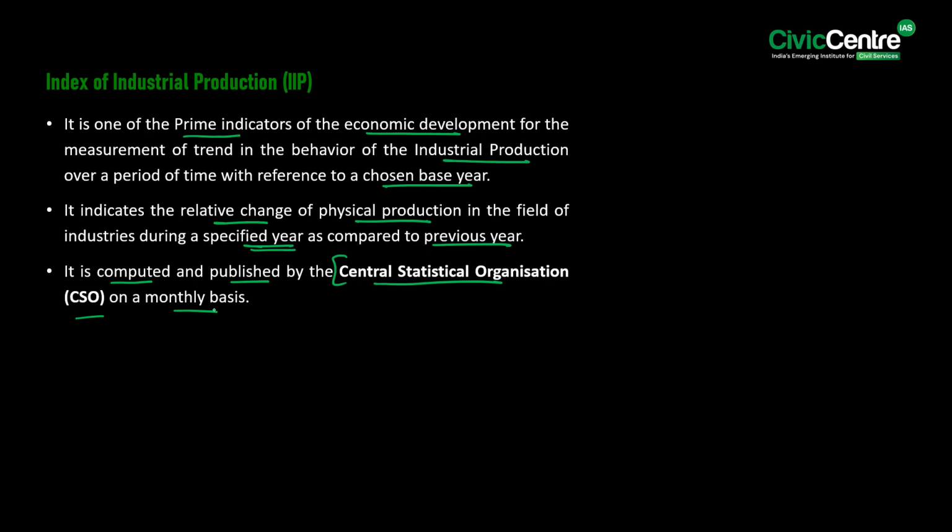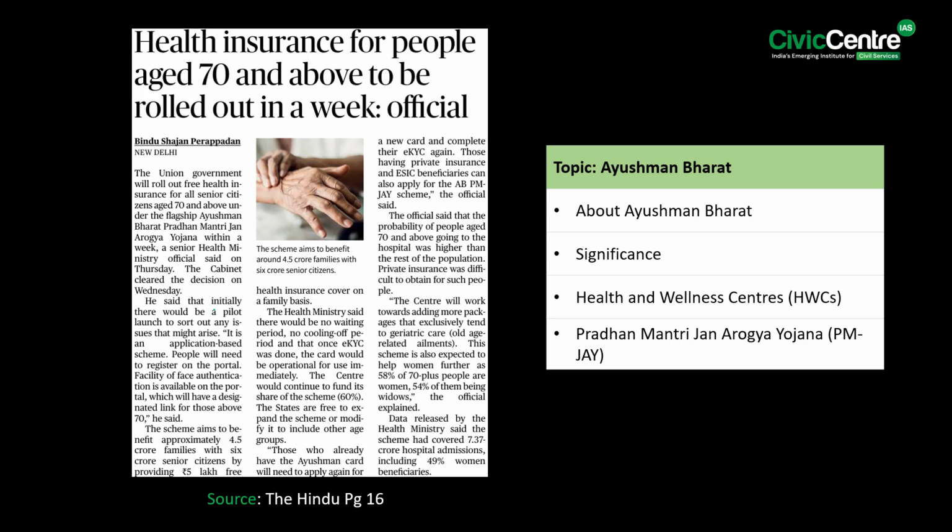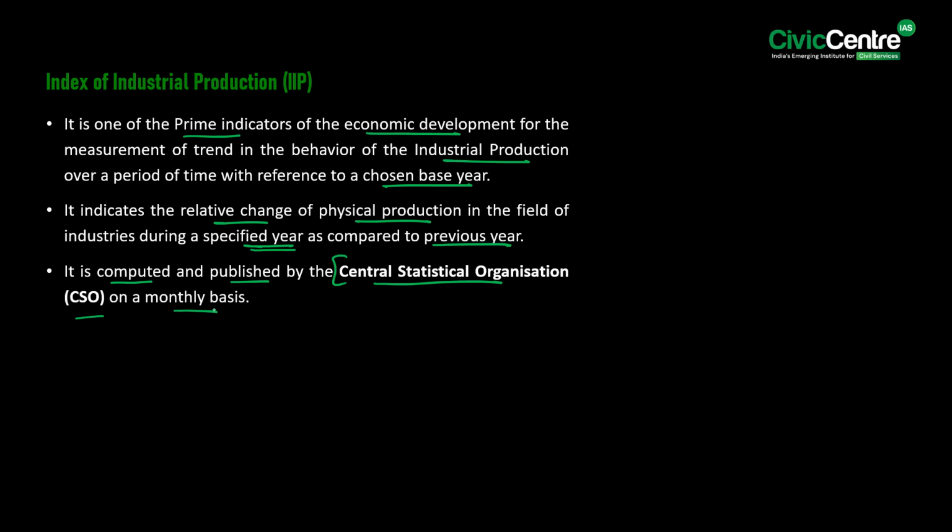If you look at its base year, first, the base year is always given a value of 100. Next, the current base year for the IIP series in India is 2011-2012. So if the current IIP reads as 120, it means that there has been 20% growth compared to the base year.